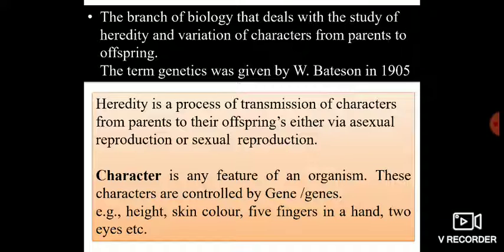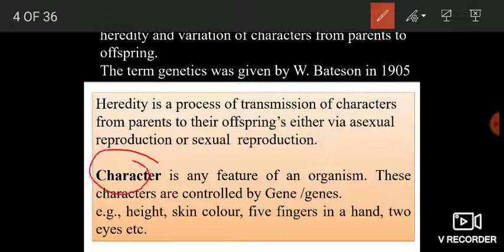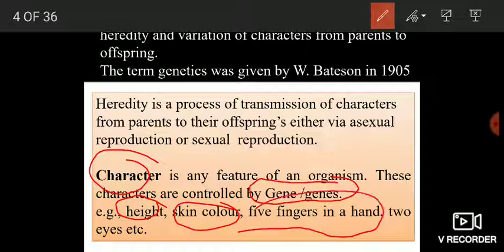So first of all, what is heredity? Heredity is a process of transmission of characters from parents to offsprings, either via asexual reproduction or sexual reproduction. We should know what a character is. Character is any feature of an organism. These characters are controlled by genes. Gene is a fragment of DNA; we have to discuss it. For example, the different characters include height, skin color, 5 fingers in our hands, 2 eyes. Say there are two parents and both of these parents are tall. The offspring will be tall because it has received this character from its parents.